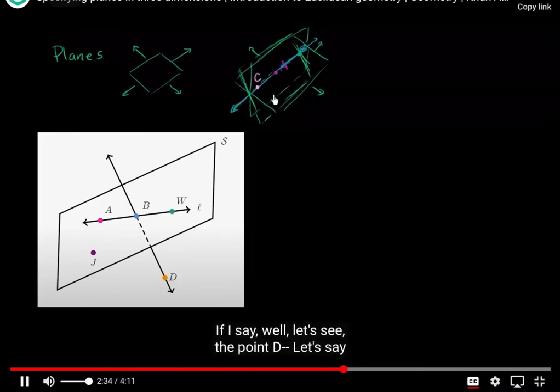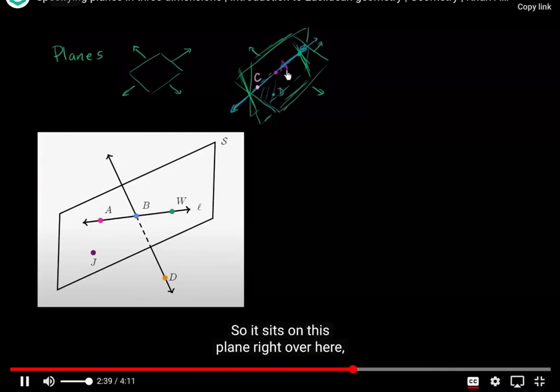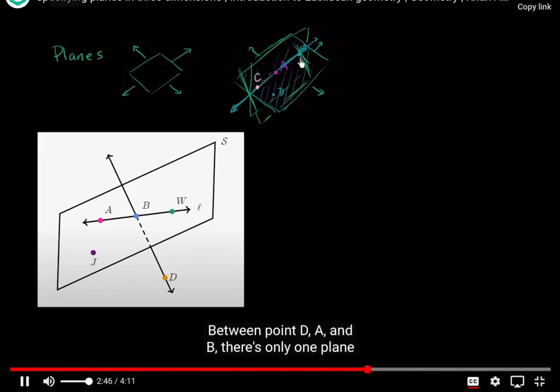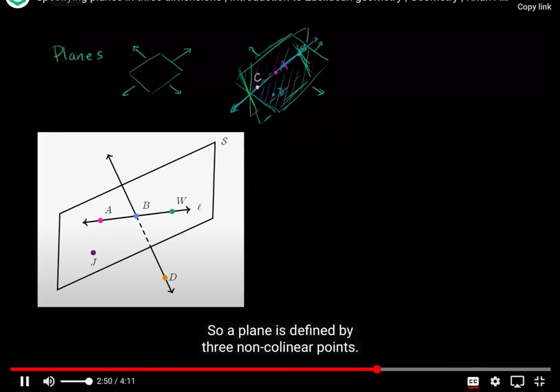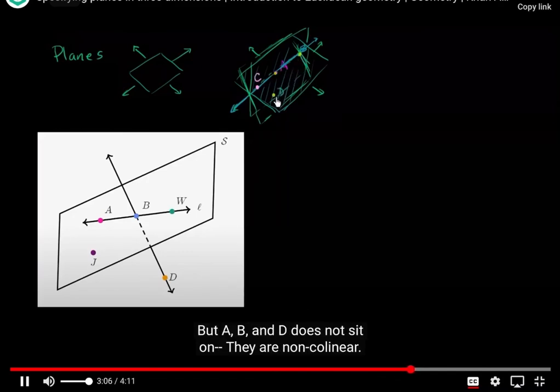Let's say point D is right over here, so it sits on this plane, one of the first ones that I drew. Between points D, A, and B, there's only one plane that all 3 of those points sit on. So a plane is defined by 3 non-collinear points. D, A, and B do not sit on the same line. A and B can sit on the same line, D and A can sit on the same line, D and B can sit on the same line, but A, B, and D do not sit on one line.